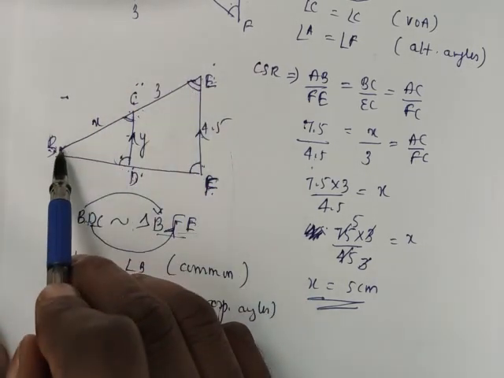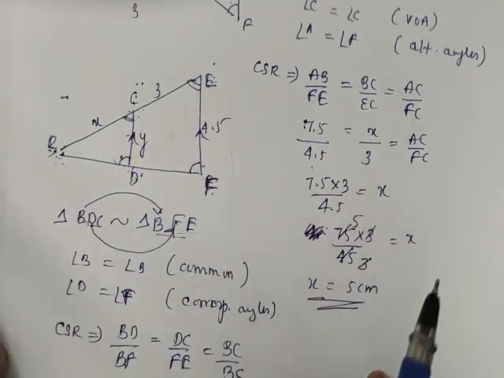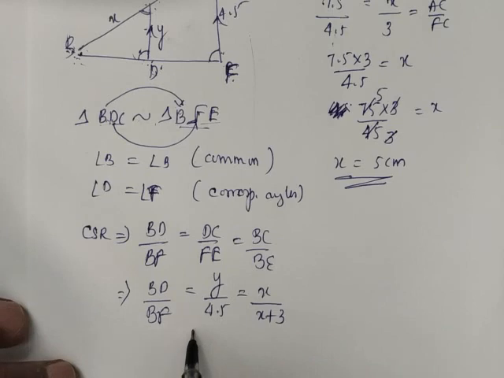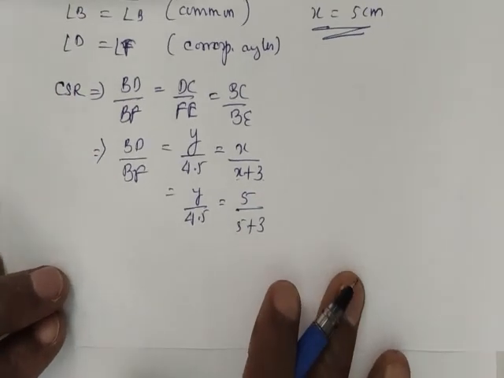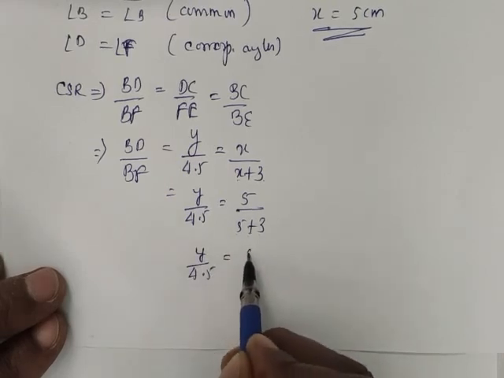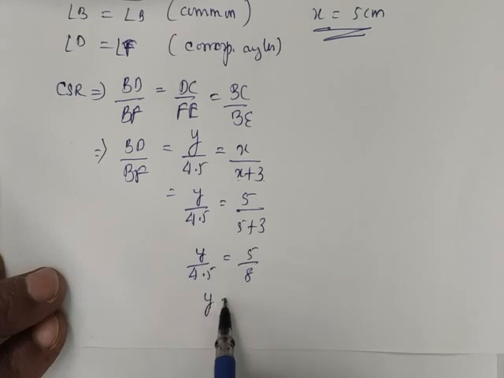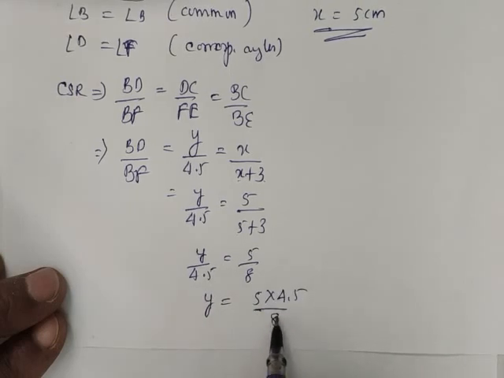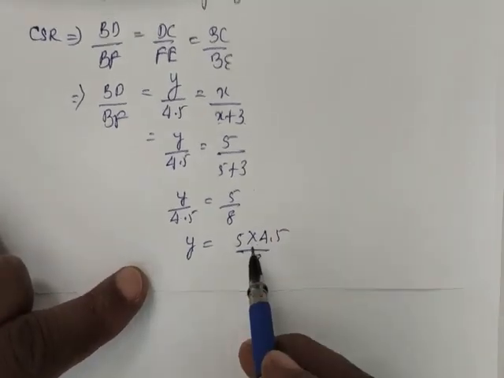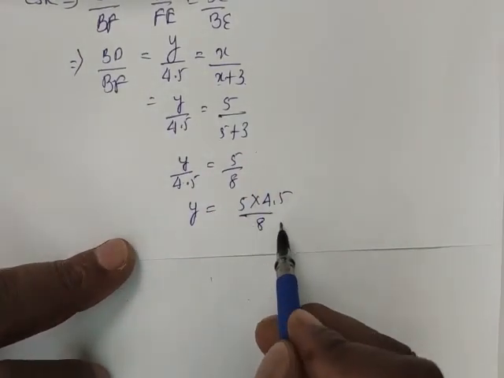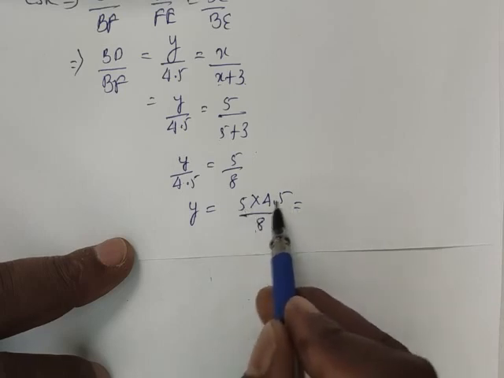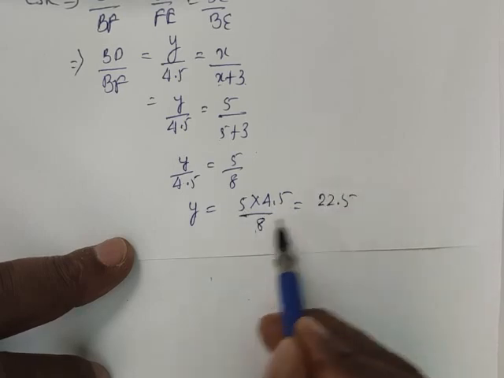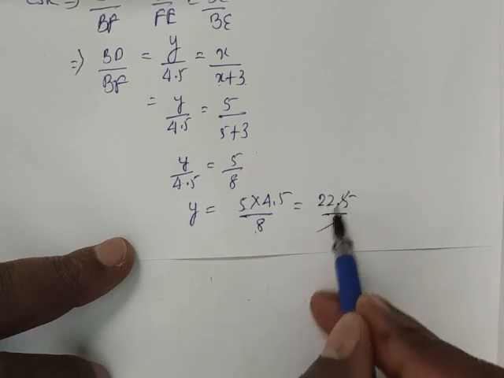To get BE, what do you have to do? X plus 3. BE is the total, no? So x plus 3. Now y by 4.5 equals x, whose value is already known. Just now we got x value 5. Here 5 plus 3. Then y by 4.5 equals 5 by 8. Cross multiply: y equals 5 into 4.5 by 8. Now we divide. First we will multiply, because there is no common division and we have to go for a decimal. 5 into 4.5 is 22.5. 22.5 by 8, I divide from 8.